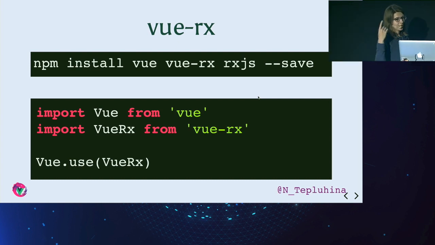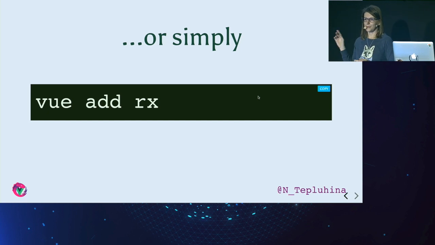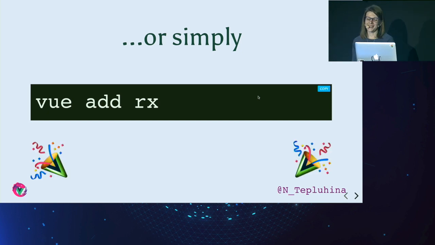To install VueRx, you need to run npm install vue VueRx RxJS and import it to the Vue instance, or there is a simpler way. If your project is built with Vue CLI 3, you can simply type vue add rx. And it's a moment of shameless plug, because it's my plugin. I have written it for Vue CLI.